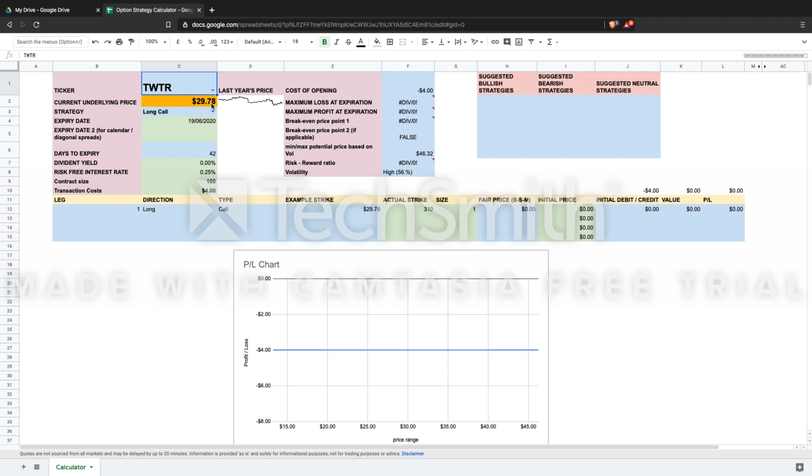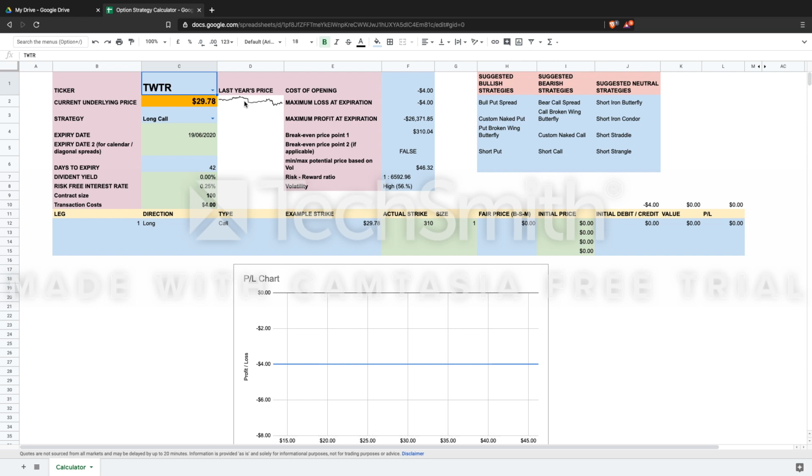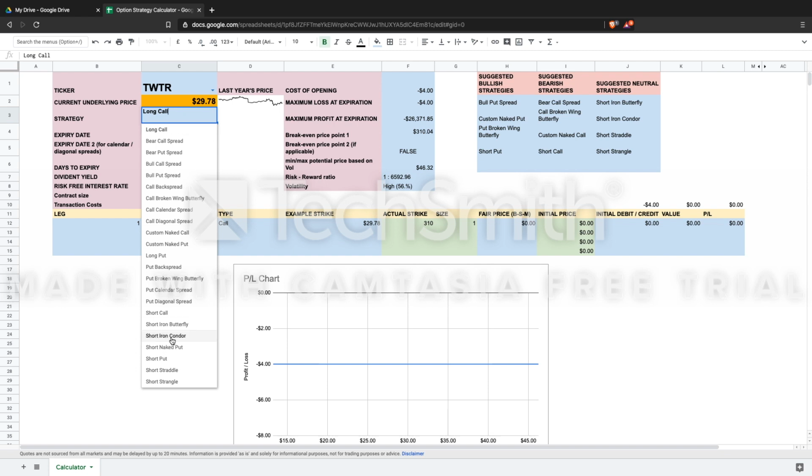We get again the current price, the last year's price action, and if you notice here on the top right, there's strategy suggestions that are based on the volatility of each stock. So for stocks that have high volatility, we suggest different bullish, bearish, and neutral strategies. For stocks that have a lower volatility, we suggest bullish and bearish strategies. Let's have a look at Twitter, and let's select, for example, short iron condor.